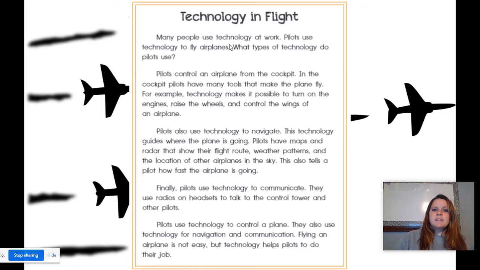Now, let's talk about the prepositions the author uses in this story. Okay? I'm looking at the first sentence again. It says, many people use technology at work. Where's the preposition in that sentence? That's right. The preposition is the word at. Okay, the author correctly used the word at. Let's look at the first line of the second paragraph. Pilots control an airplane from the cockpit. Do you see the preposition in that sentence? Yeah, I see it too. It is the word from. From is the preposition that is used correctly in this sentence that the author wrote.